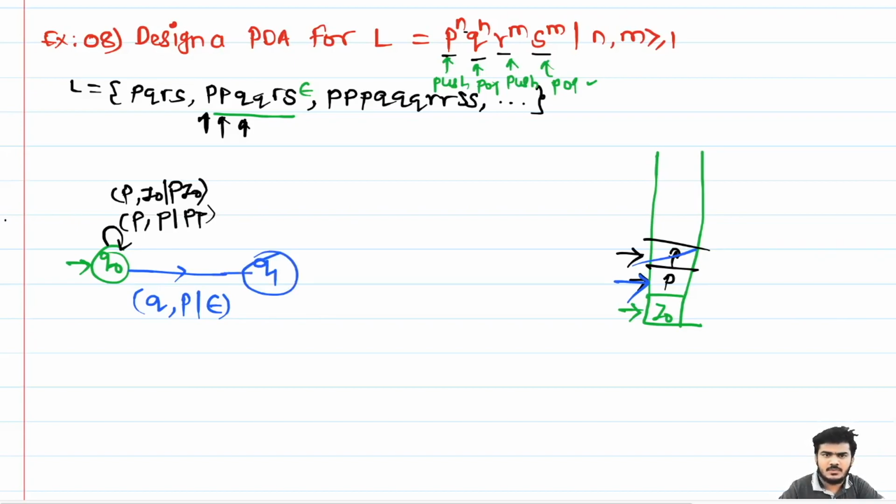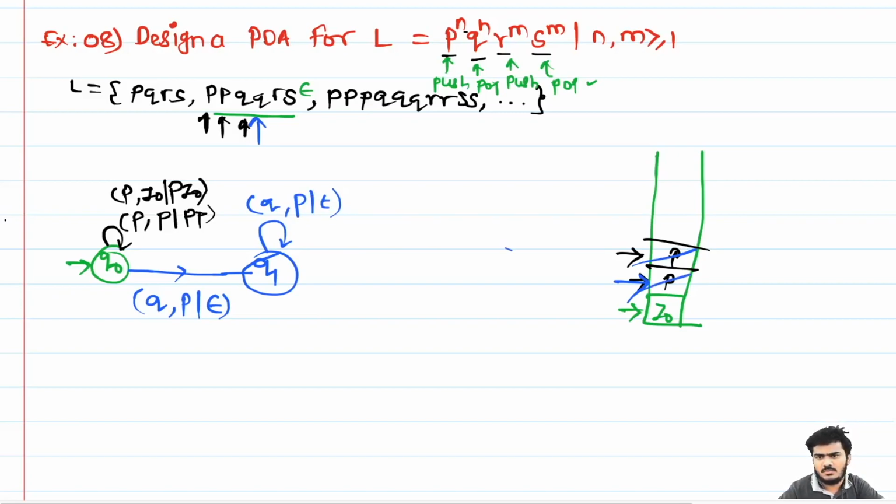When I am in the q1 state and I have updated the input, that input becomes q and the top of the stack is also p. So whenever q is the input and the top of the stack is p, I also have to pop. Here I will do this as long as q is occurring and the top of the stack is p.